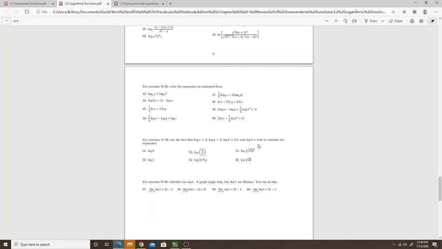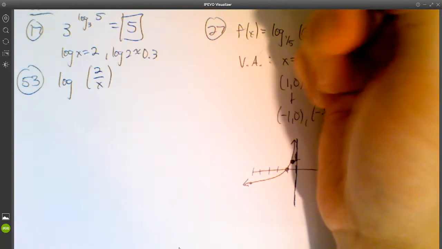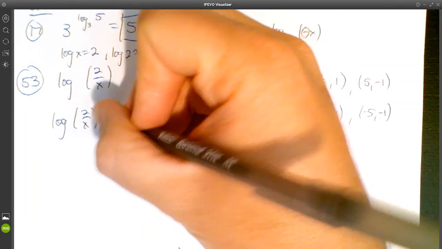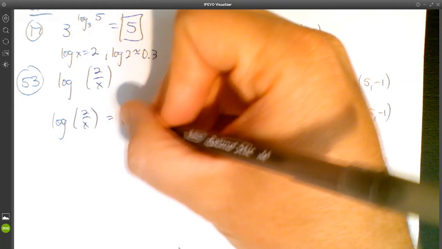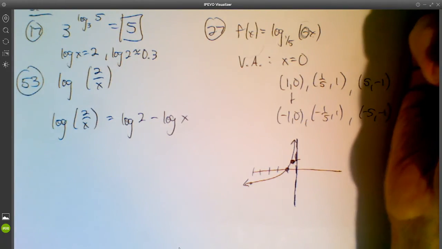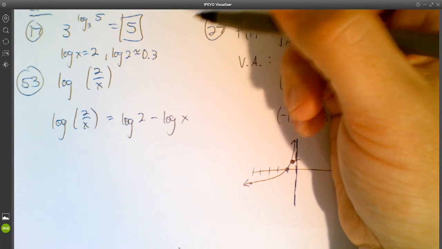So I'm just writing that stuff down. Okay, but we want to figure out what's log of 2 over x. Well, this is where you would use the quotient rule to say log of 2 over x is just log of 2 minus log of x. Right? You remember the quotient rule for logarithms, right? So that's what we're applying here.